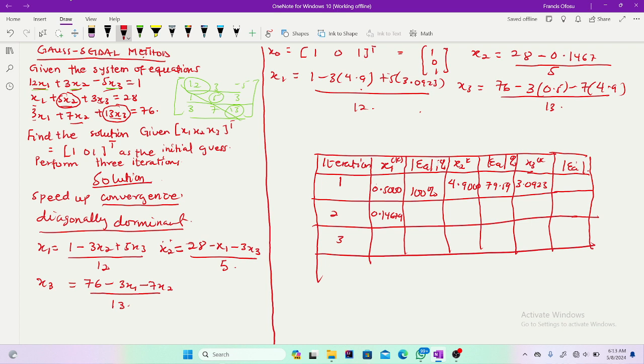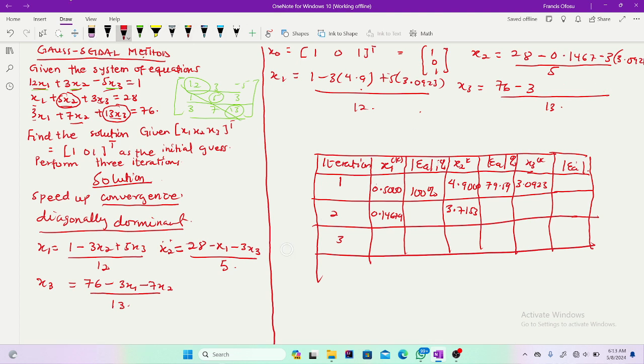Yeah, so our x2 now becomes what? 28 minus 0.1467, then minus 3 times the current value of x3. Our current value is what? 3.0923, right? So with that, we are getting the value for x2 to be 3.7153. Okay, then for the third variable, I simply make changes to what I have here.